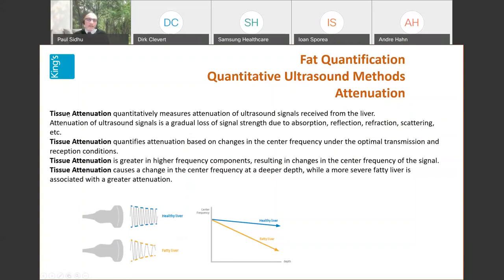The other way you can look at that is to look at tissue attenuation, quantitatively measuring the attenuation of signals received from the liver, as there's a gradual loss as you go through the liver through absorption, reflection, and refraction, and all of this changes with the amount of fat you have in the liver. But importantly, this attenuation is frequency dependent. So there's more attenuation with higher frequency, and this is important, as I'll show you in a study later on.